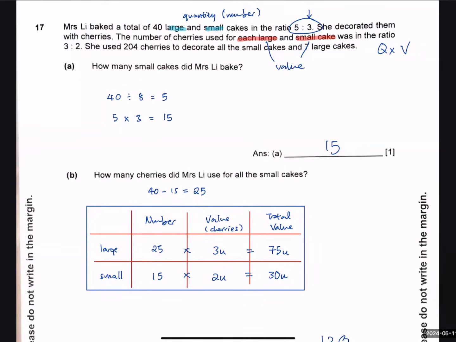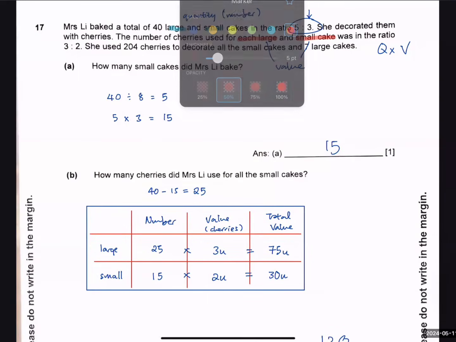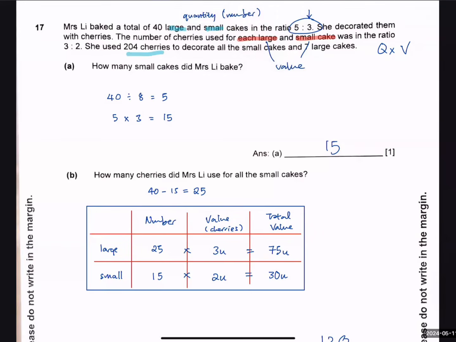Okay, but read the question. Your 204 cherries is for what? All the small cakes. So how many small cakes? 15. But only 7 large cakes. So we scratch the 25 and we change it to 7 because I only have 7 large cakes. Because that is all the information that is given to us. So that is the variation to the question that you need to take note of.